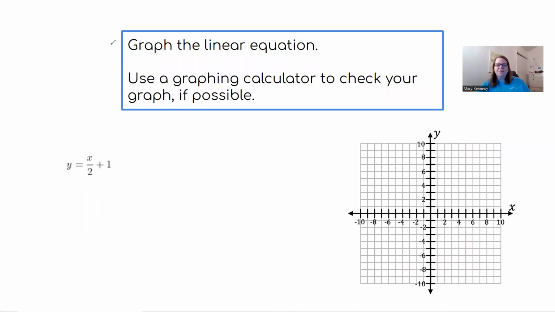All right, so for this problem, it says to graph the linear equation. So it's linear because our x value has a degree of 1. And we'll leave it at that for now. When we graph, it's going to be a line. And then use a graphing calculator to check, if possible.